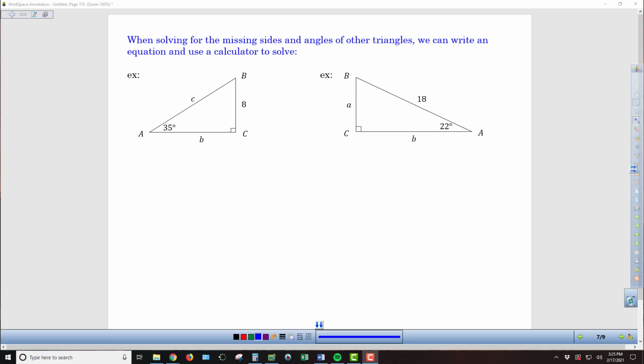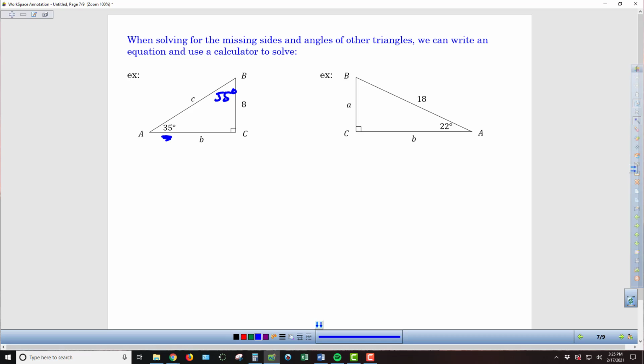For missing sides and angles of right triangles that are not of our special type, the 45-45-90 and the 30-60-90, we're going to have to use our trigonometric ratios to set up an equation to solve. So in this example here, we have a 35-degree angle. Subtracting 90 minus 35, we can figure out that this angle up here is 55 degrees.